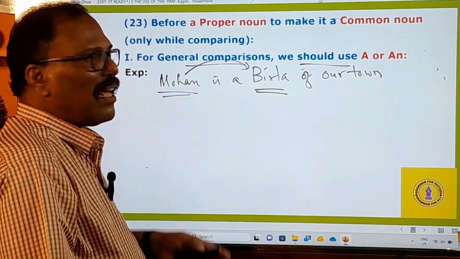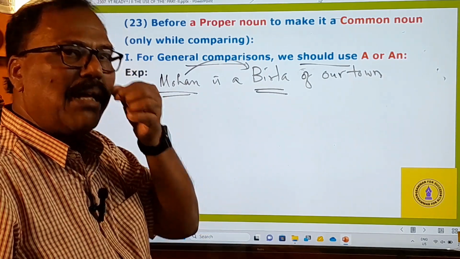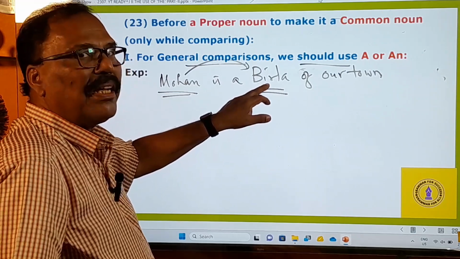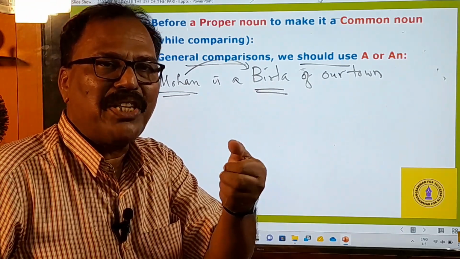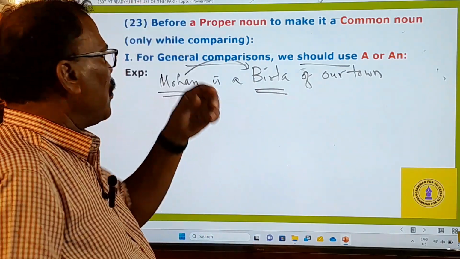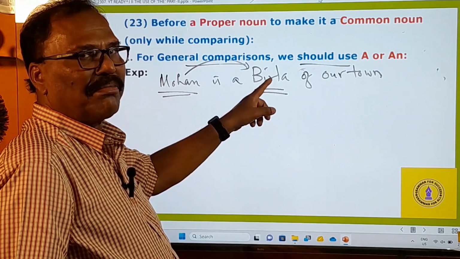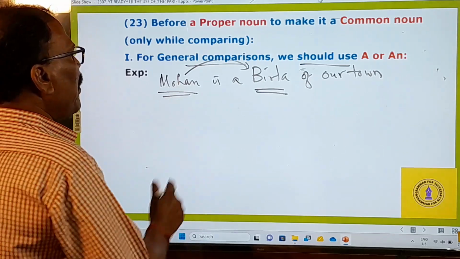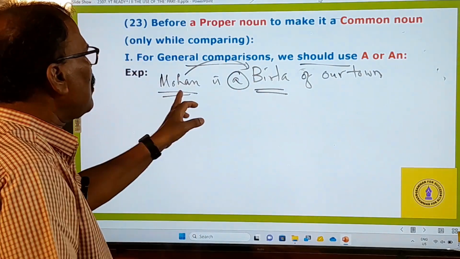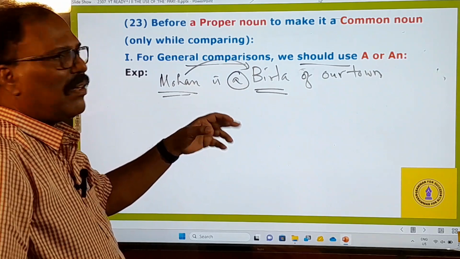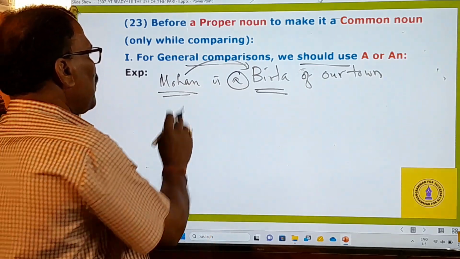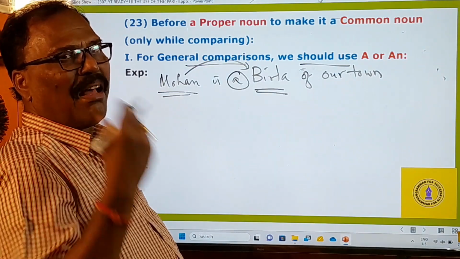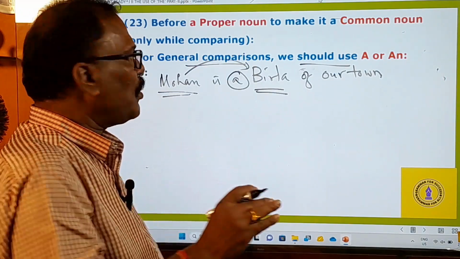Similarly, this man is also very rich. That is the meaning. So we are comparing Mohan with Birla in terms of wealth, in terms of riches. So Mohan is a Birla. Right? Here we are comparing. That's why I say Mohan is a Birla. You can compare Mohan like that, and instead of Mohan, you can say Sham is a Birla. I am not a Birla. Something like that. So you can compare anybody.